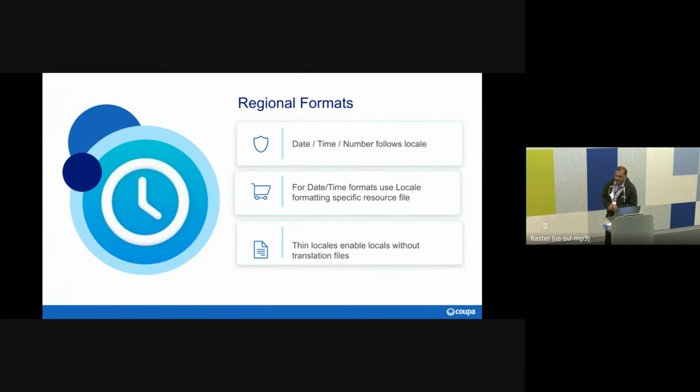The next step for I18N is the regional formats, right? Date, time, numbers, everything should follow the locale and not the language, right? So we ask them that language is your UI language, but these should follow locales. So this cannot be externalized into a resource file or something like that. It has to go through a library, or in Coupa, we have separate format resource files. So it has to go through that.